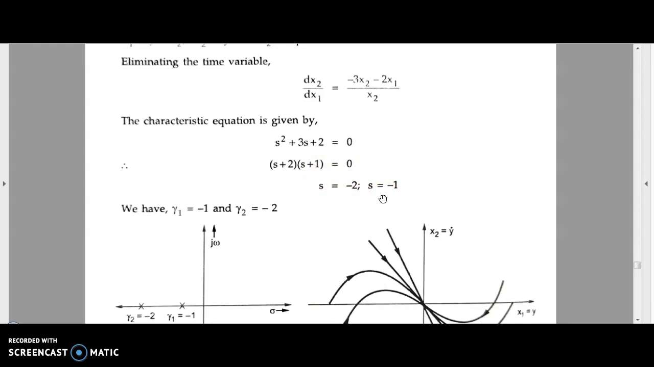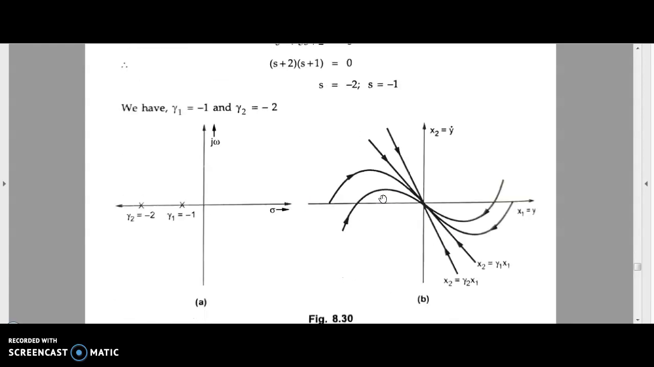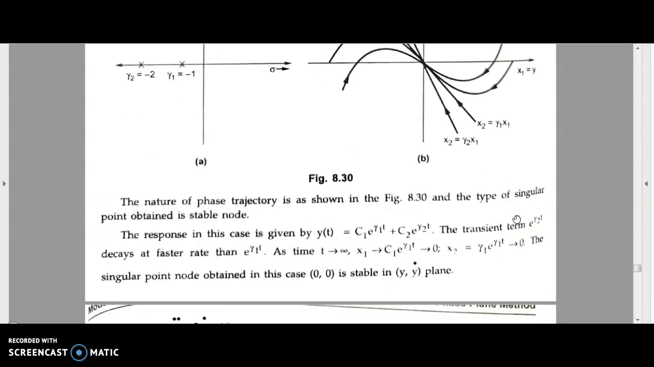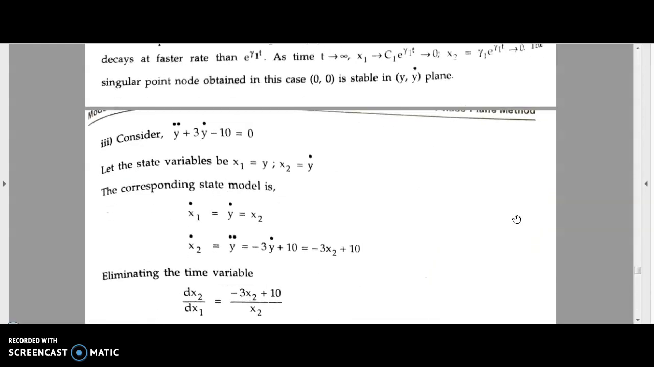Both are real values. -1 and -2 mean the left side. Left side means the system is stable. So for these real value roots, the phase portrait graph is like this. See the theory part. Similarly, go through this third equation also, same procedure.